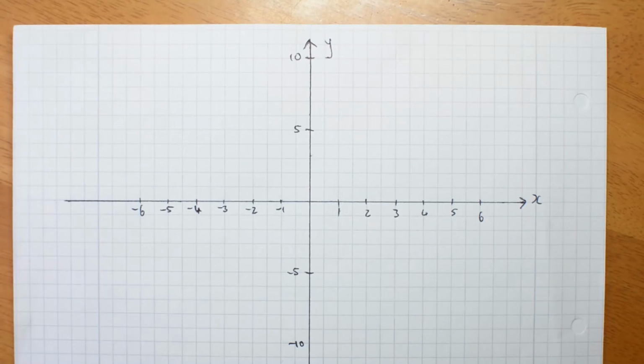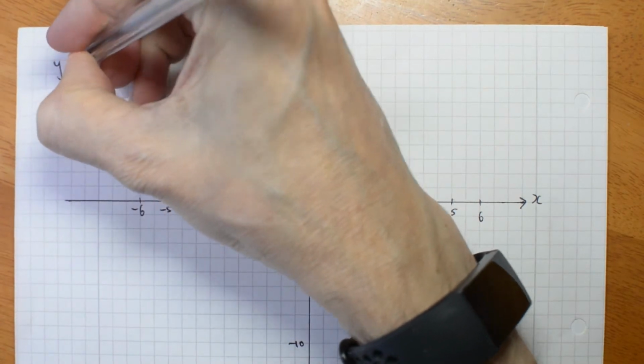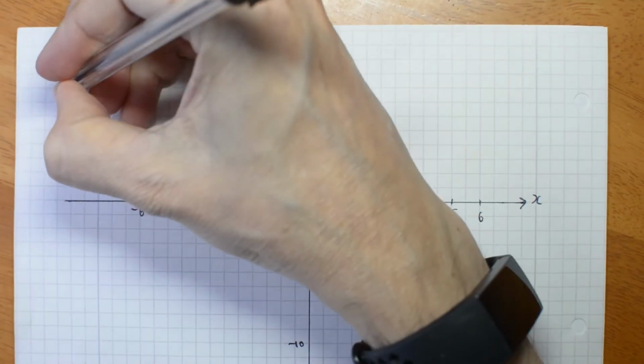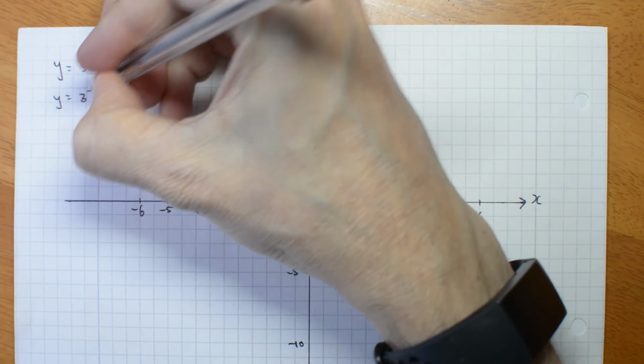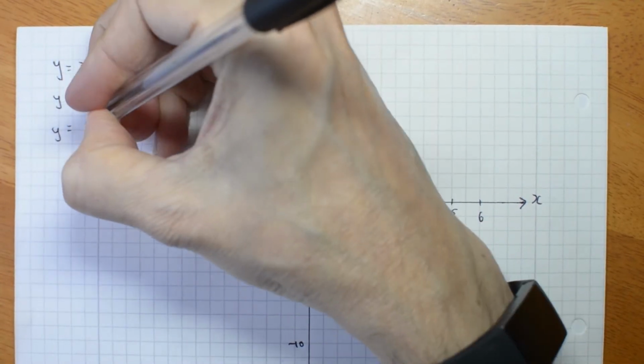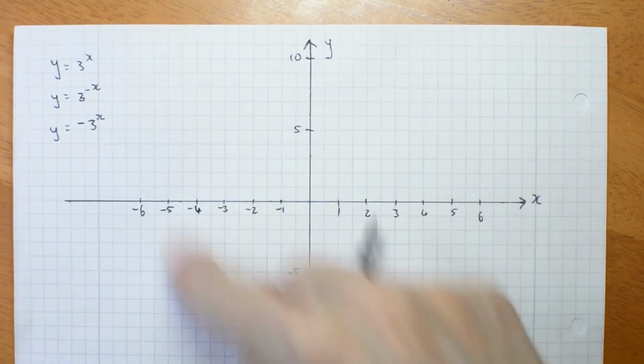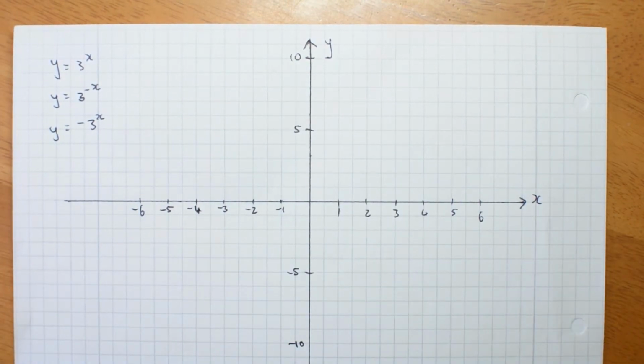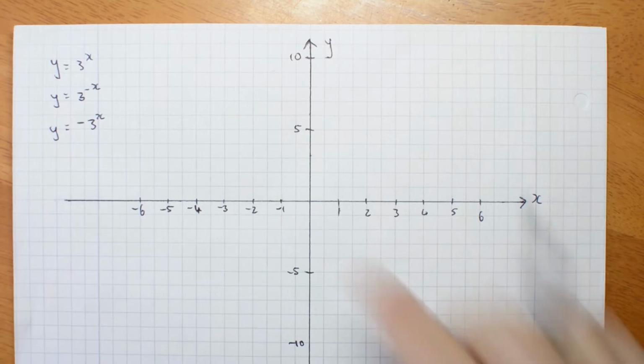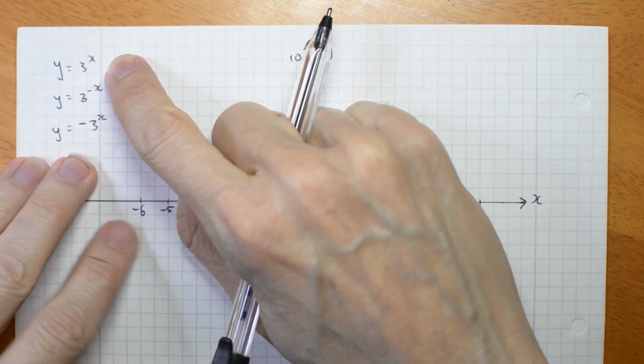So I'm going to try and draw three different exponential graphs. I'm going to try and draw y equals 3 to the power of x, y equals 3 to the power of negative x, and y equals negative 3 to the power of x, all on the same graph so you can see the differences. Let's start with 3 to the power of x.